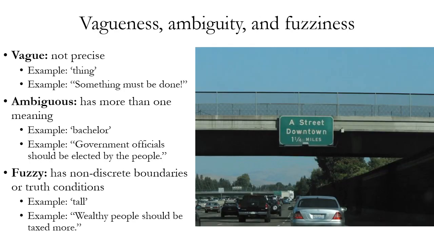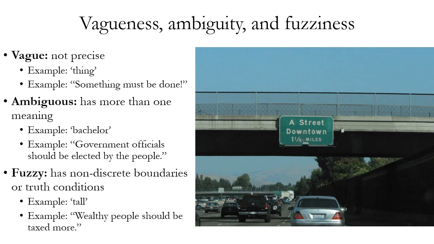We should distinguish between vagueness, ambiguity, and fuzziness. Vague means not precise or not clear. An example of a single word that's vague is thing, which could refer to, well, any number of things. An example of a sentence that's vague is something must be done. It's not clear what exactly is the thing that must be done.